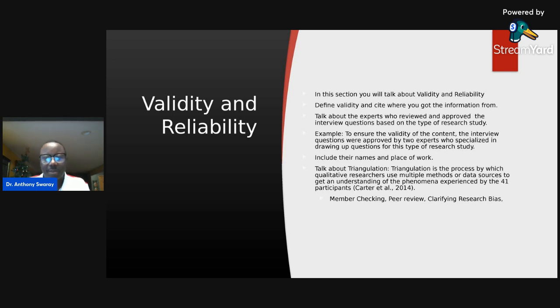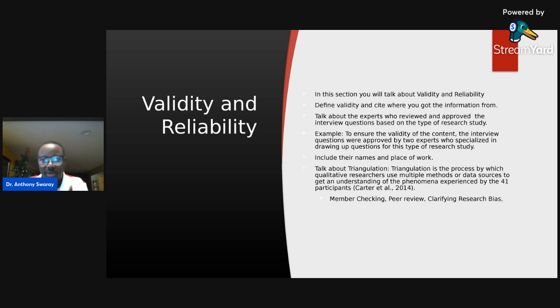Another thing you're going to talk about would be triangulation. Triangulation is the process by which researchers use multiple methods or data sources to get an understanding of the phenomena as experienced by the participants. All right. So you want to define triangulation and talk about how you approach validity, so how you work to make this research credible.